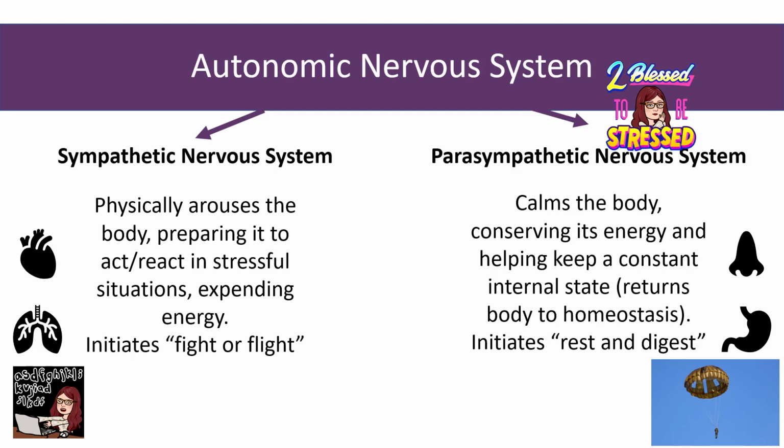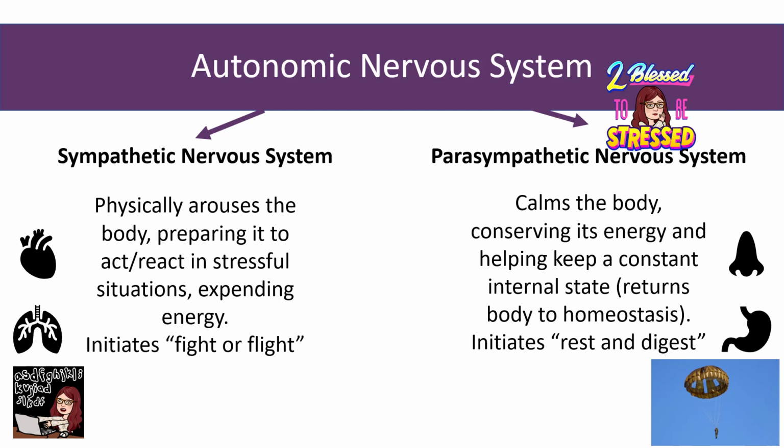So that fight or flight is a reaction to stress. And then we also have a counter response, and that's what happens in the parasympathetic nervous system. The parasympathetic nervous system calms the body. It helps you to conserve energy and keep a constant internal state, and the term we use is homeostasis. The term rest and digest will make sense here in the next slide.